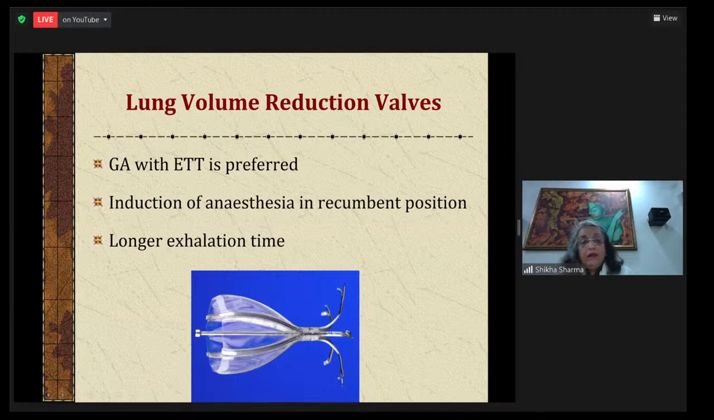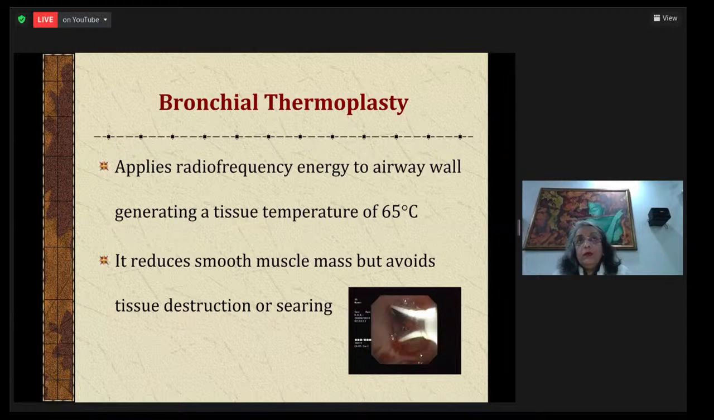Coming to bronchial thermoplasty, this is a new technique which is used for asthmatic patients who do not respond to normal pharmacological treatment. This is carried out in 2 sessions, 3 weeks apart. First session involves both lower lobes, and the second session both upper lobes of both lungs. It applies radiofrequency energy to the airway wall, generating a temperature of 65 degrees centigrade. This reduces the smooth muscle mass, but avoids tissue destruction and searing. The capillaries, the nerve endings, and the mucosa all regenerate. Muscle cannot regenerate and is replaced by fibrous tissue. And so the narrowing of the airway due to any stimulus does not happen, and thereby the patient may have an improvement in his asthma status.